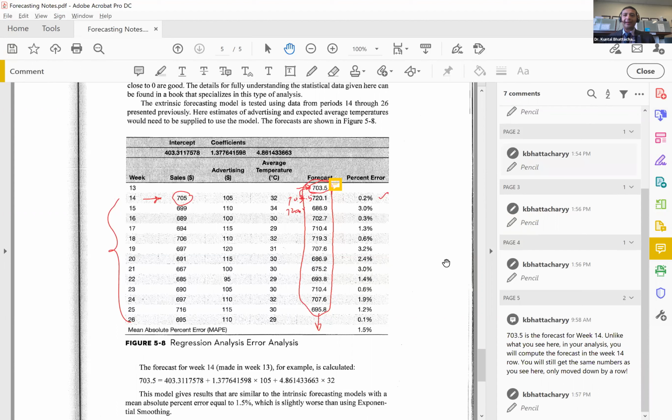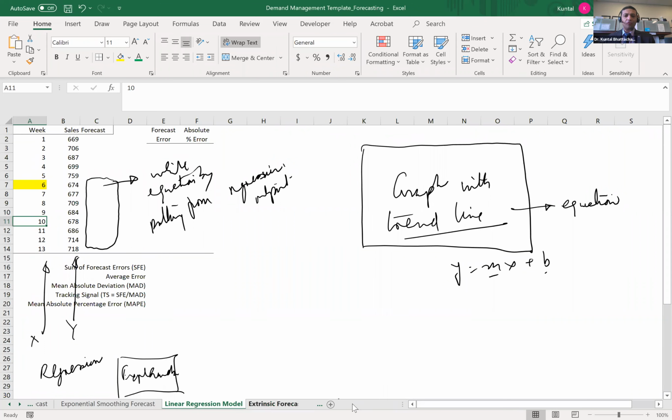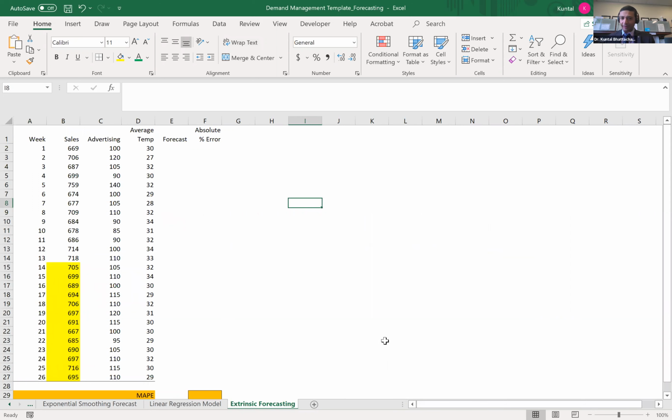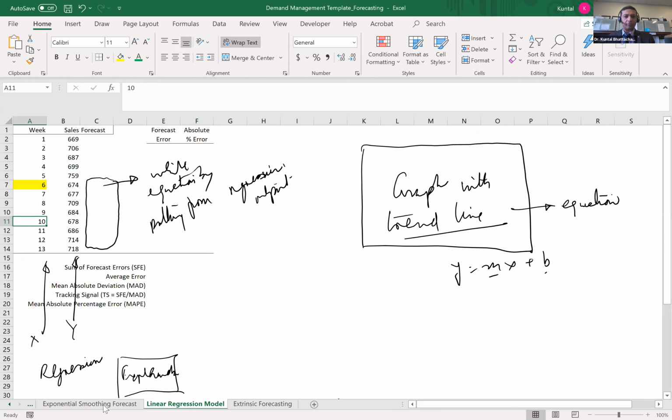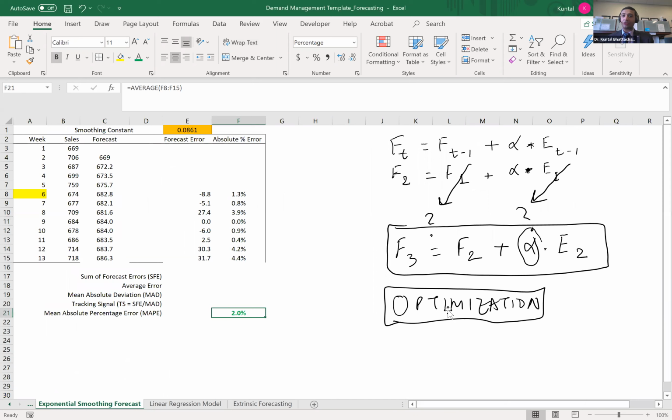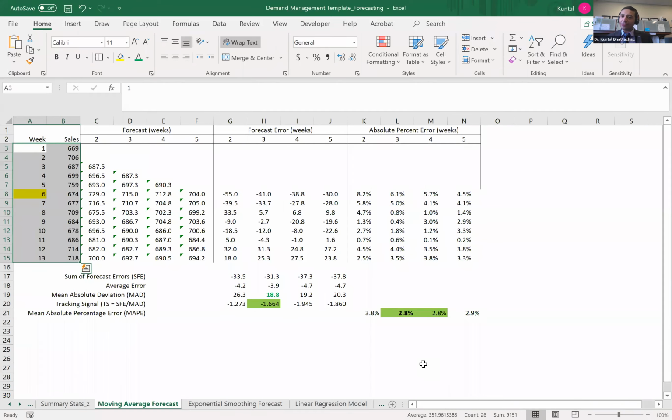Now, let's take a look into completion of this assignment. Okay, so that's how you would finish off your extrinsic forecasting part. Okay, and you should be able to compute your MAPE at a 1.5%. Linear regression model, I have already talked to you about. Exponential smoothing forecast, we actually did this step by step, so you have to recreate that for yourself to ensure that you get all of those numbers. Moving average forecast. Again, we have done all of these.